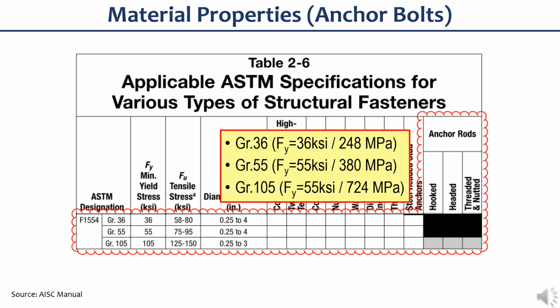To start with, let's look at the material properties of the anchor bolts. Now, the typical material for anchors is F1554 with 3 options of different grades. So for smaller demand, you can use grade 36. For relatively higher demand, you can use grade 50 and up to grade 105 if needed.